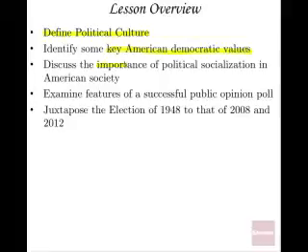We're going to discuss the importance of political socialization in American society, so where we get our views on politics. We're going to examine the features of a successful public opinion poll. And then finally, we're going to juxtapose, which is comparing side by side, the election of 1948 to that of 2008 and 2012. So we're going to see how things have changed in terms of how we're able to predict elections using public opinion polls.